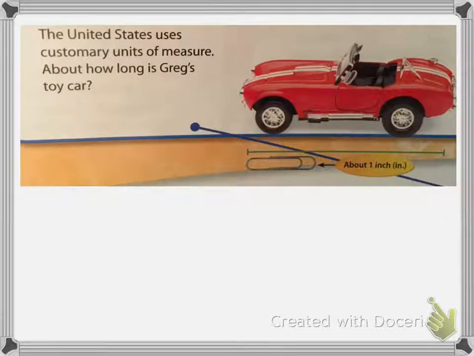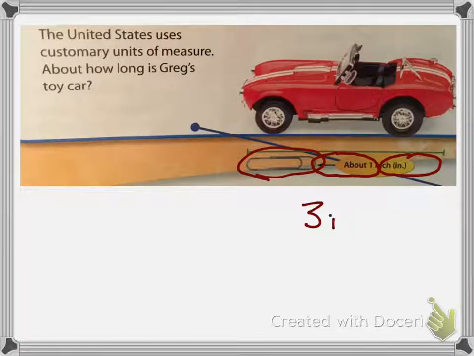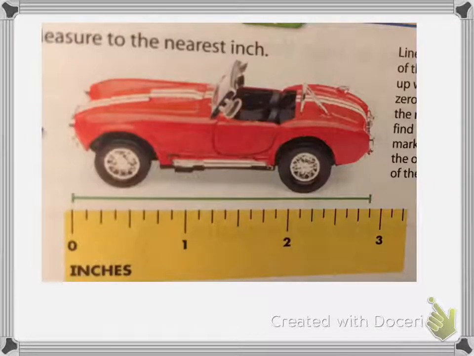The United States uses customary units of measure. So about how long is Greg's toy car? This paperclip is about 1 inch long. So if we drew 2 more paper clips, this car would probably run about 3 inches. If we put an actual ruler to it, we would see that it is close to being 3 inches. So it's about 3 inches long.